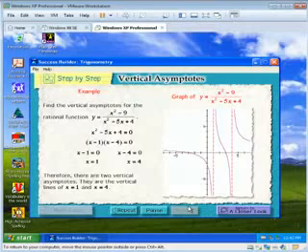Here is what the graph of the function looks like. Notice the vertical asymptotes at x equals 1 and x equals 4.